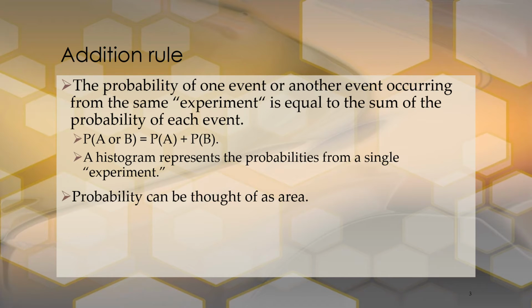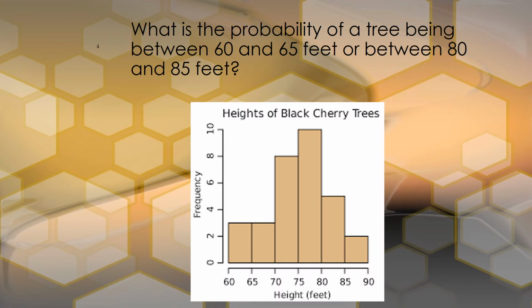And we can also think of the probability of the histogram as area. If you think of it that way, it's going to be a little bit easier for you when you're doing these problems, and I'll show you in a little bit. So say we want to know what is the probability of a tree being between 60 and 65 feet or between 80 and 85 feet.